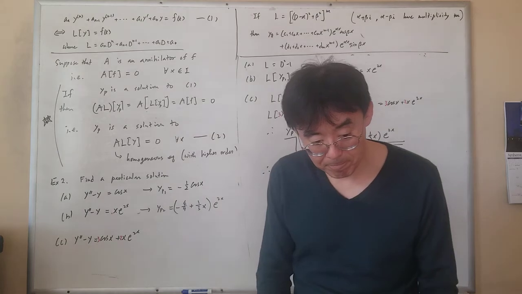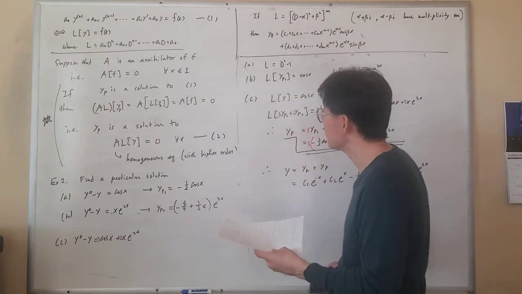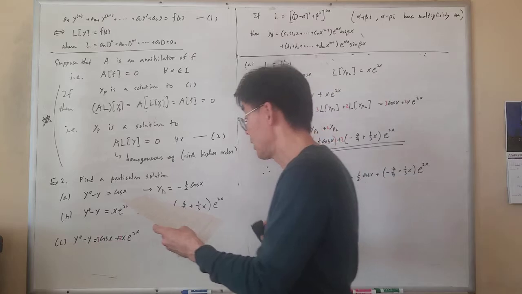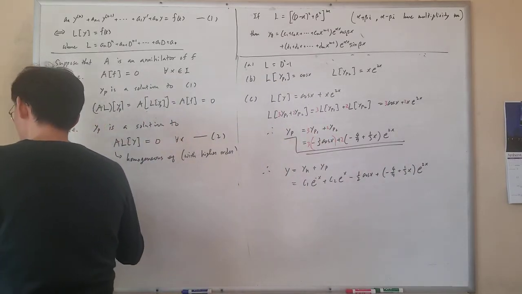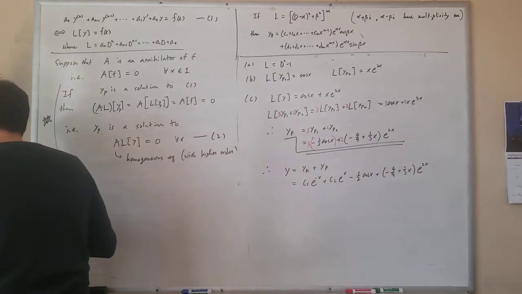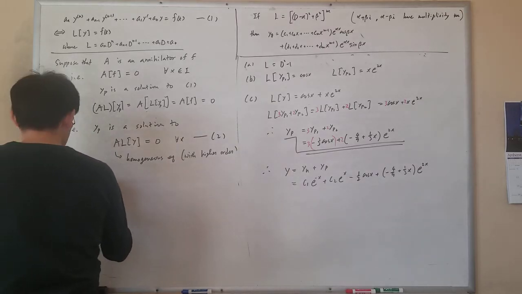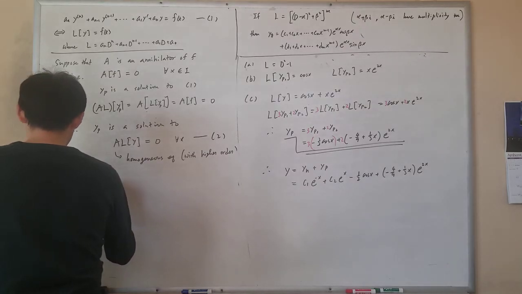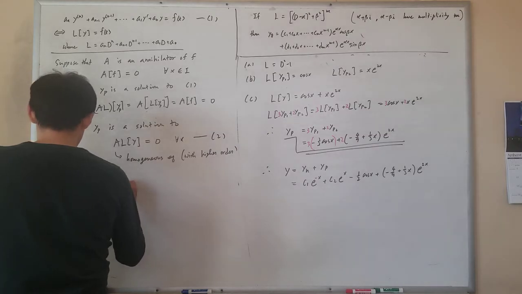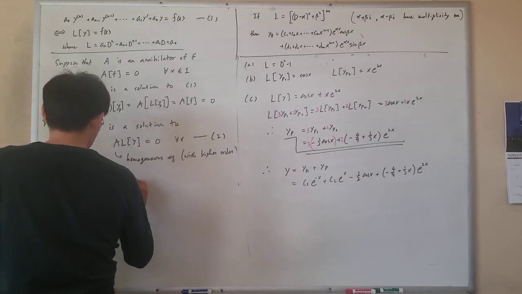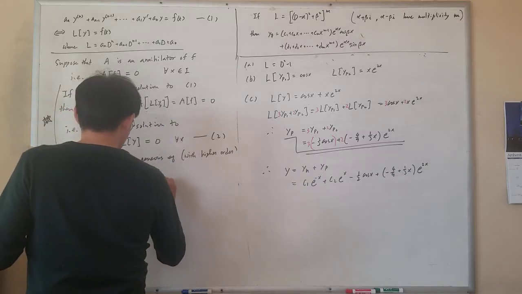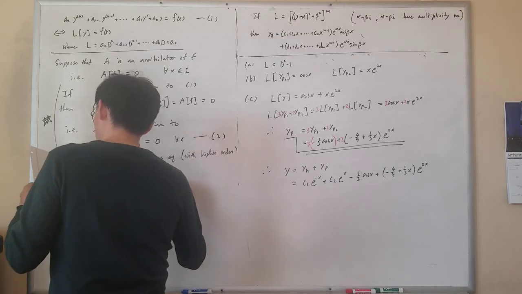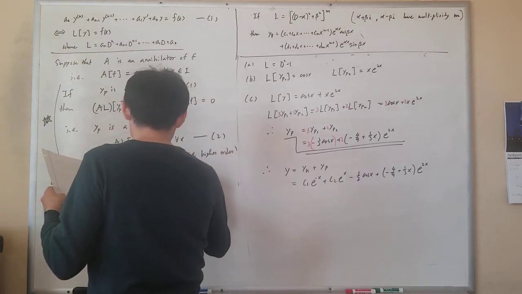All right? So as a final thing, let's do example 3. Find only the form of particular solution using the annihilator method to this: (D minus 1) squared, (D plus 1) squared plus 4, cubed, of y equals x squared e to the x.